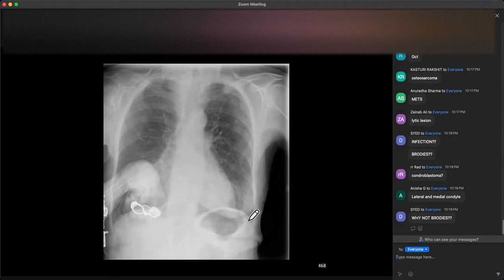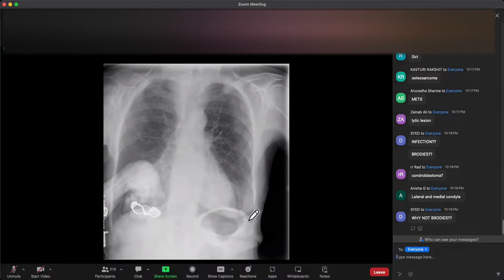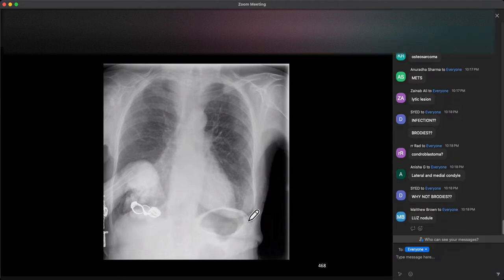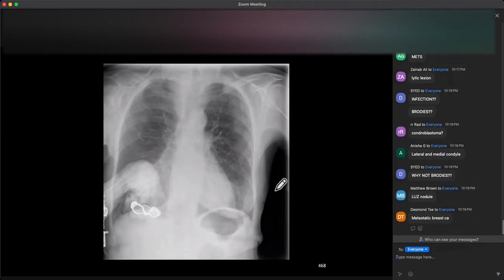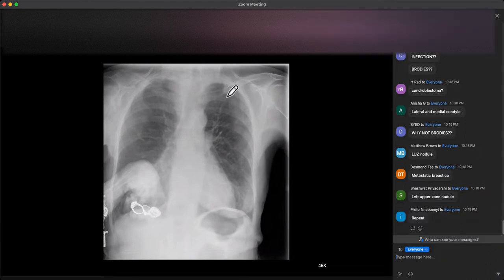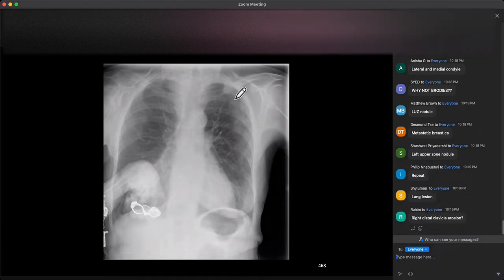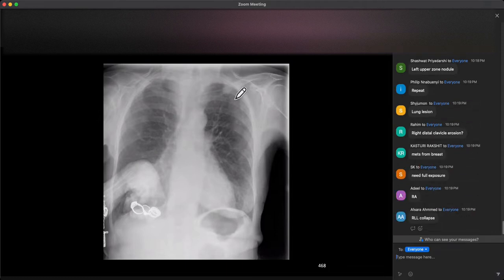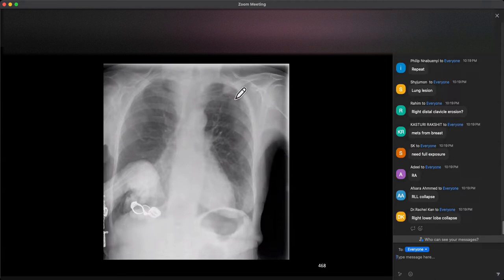Okay, this patient has presented with weight loss and a cough. What do you think? Left upper zone nodule, no, that's okay actually. It's a bit of vascular calcification of the subclavian artery. SK has got it right.